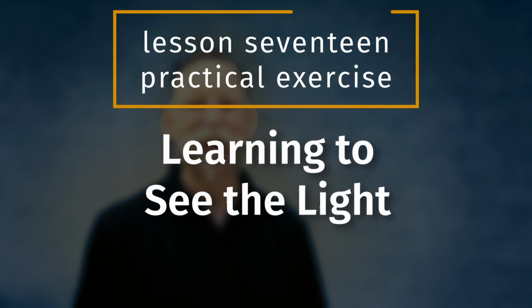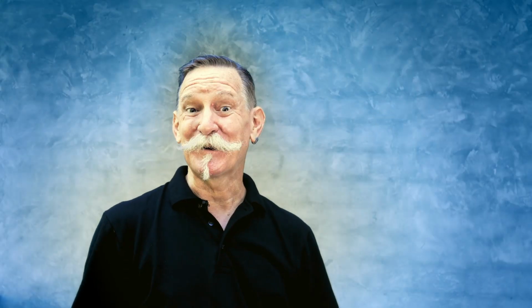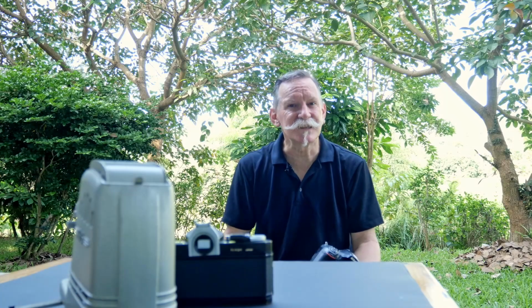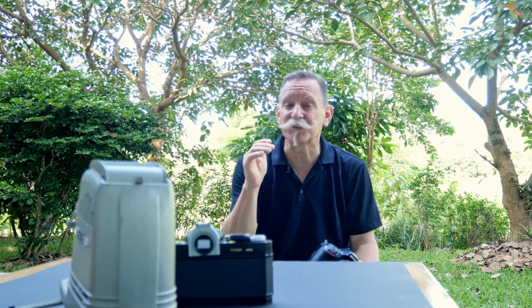Lesson 17, practical exercise, learning to see the light. This exercise will help you learn to see the light and make better choices about your exposure settings. For this exercise, choose a medium-toned subject and a darker toned subject. I'm going to use this old slide projector and an old camera, so that I've got a nice tonal difference, but one that's not too bright, but one that is quite dark.